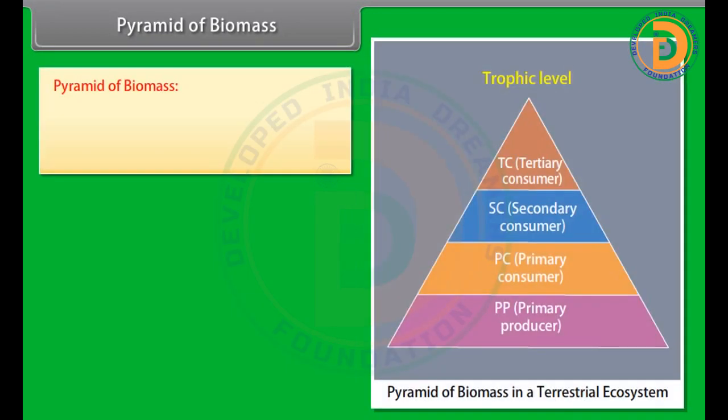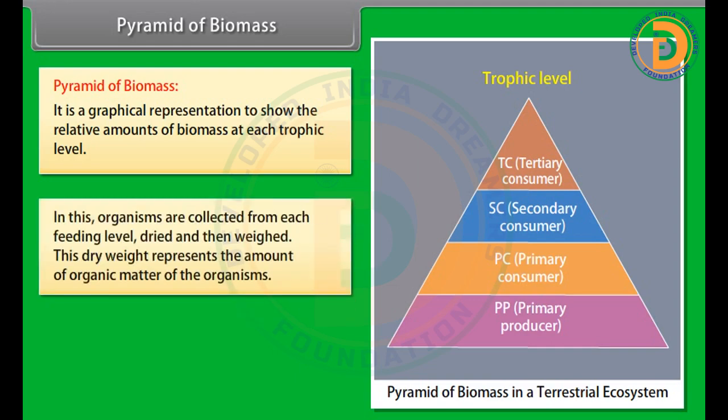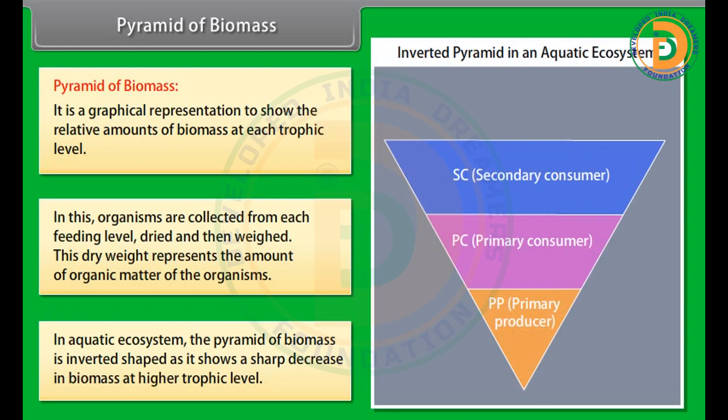Pyramid of biomass. It is a graphical representation to show the relative amounts of biomass at each trophic level. In this, organisms are collected from each feeding level, dried and then weighed. This dry weight represents the amount of organic matter of the organisms. In aquatic ecosystem, the pyramid of biomass is inverted in shape as it shows a sharp decrease in biomass at higher trophic level.